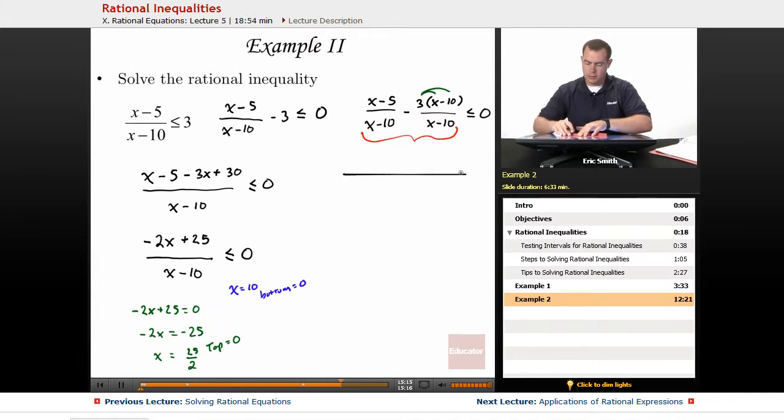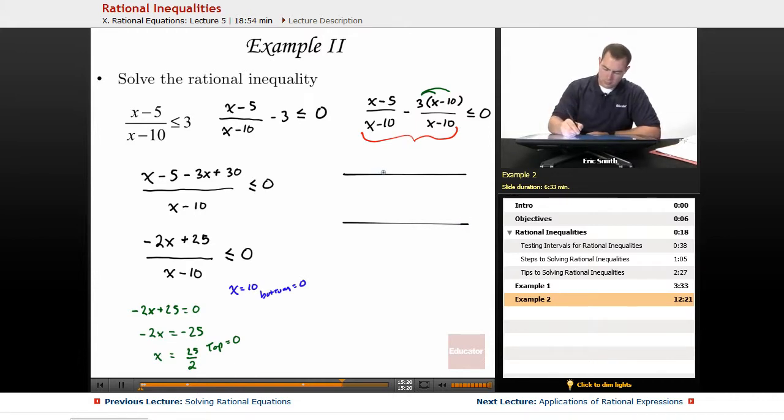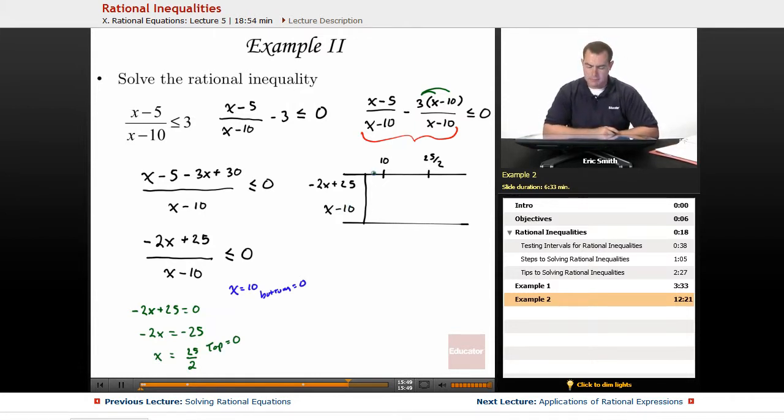Let's get our table here. So let's see, the smaller of these values would actually be our 10. And then 25 halves, we'll put that over there. So let's check the sign, see how these turn out. So negative 2x plus 25. And the other one would be x minus 10.